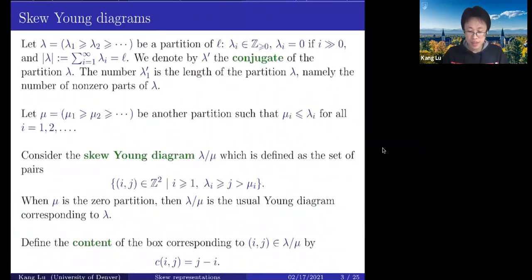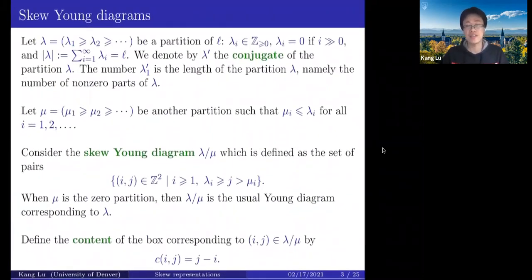So we are interested in studying the skew representations. They correspond to the skew Young diagrams. So suppose I have a partition lambda. Then as usual, I will denote lambda prime as the conjugate of the partition. So for example, lambda_1 prime is just the number of non-zero parts of lambda. Then I'm going to take another partition mu, which is inside the partition lambda. It satisfies this condition. So if you consider the corresponding Young diagram, mu is contained in lambda. Then we can consider the skew Young diagram where, for this Young diagram lambda, you just remove the sub-Young diagram corresponding to mu. So you get lambda slash mu.